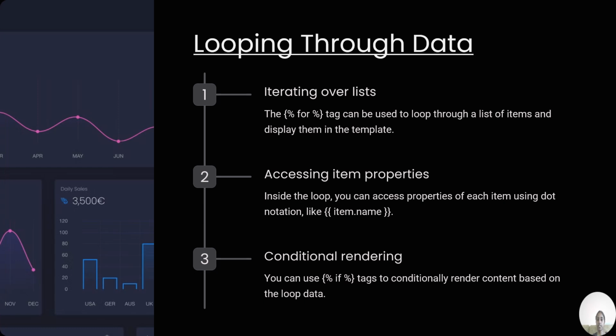Looping through data, iterating over a list. The for tag can be used to loop through a list of items and display them in the templates. Accessing item properties. Inside the loop, you can access properties of each item using dot notation, like item.name. Conditional rendering. You can use if tags to conditionally render content based on the loop data.